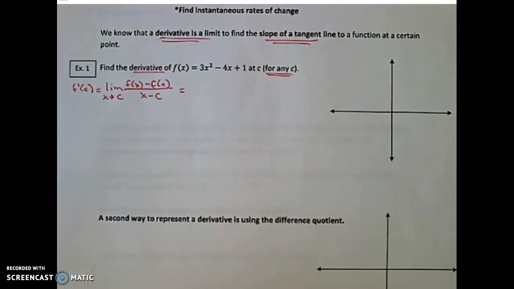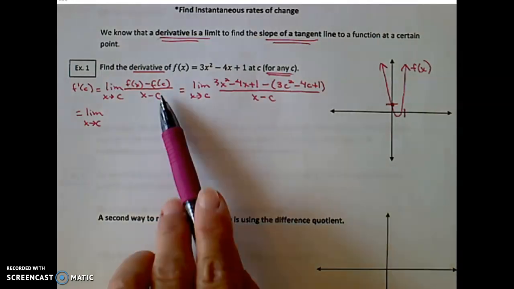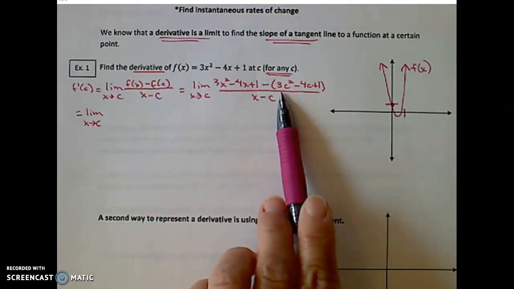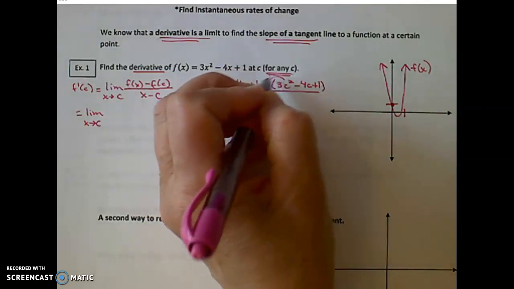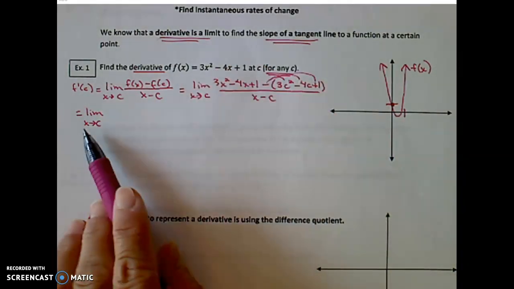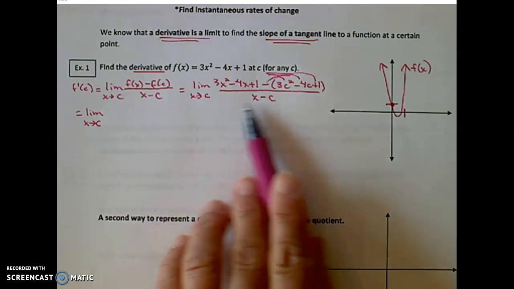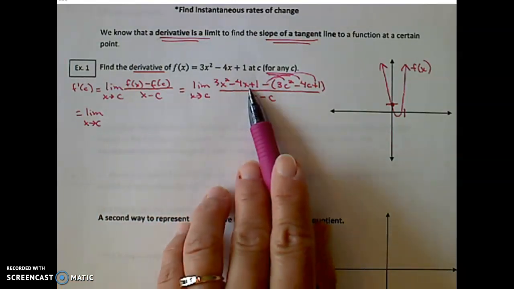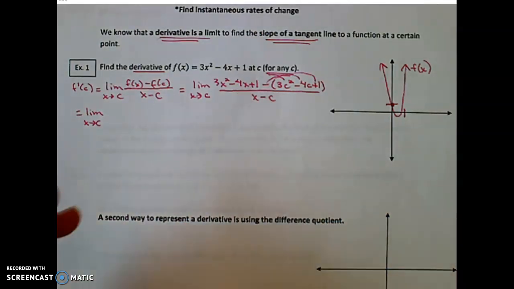Okay, I'm going to pause and plug in. Okay, here is f of x. Here is f of c. When I plug in c, I'm going to distribute. And please notice I cannot plug in that value of c, otherwise the denominator is going to be undefined. So after I distribute, you're going to look for a creative way to factor.